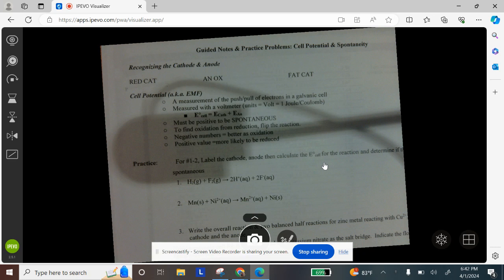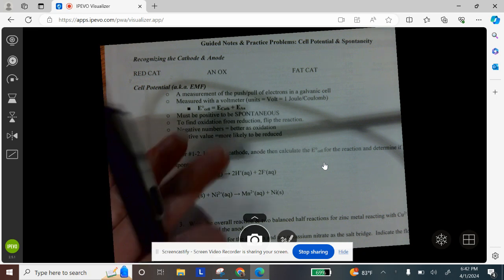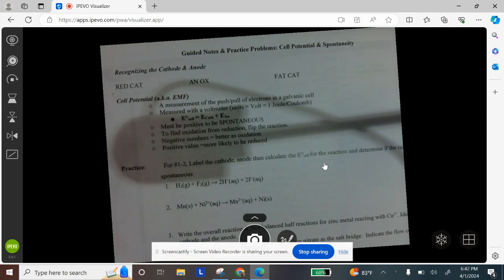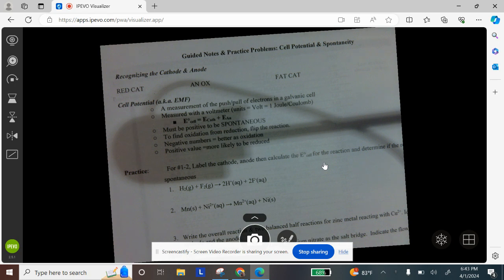Okay, so we're going to start to talk about cell potential and spontaneity today. And before we start that, I need to review with you oxidation reduction, just to make sure you remember that. So up here in the top, and by the way, I'm sorry about the shadows; they're making me crazy too, but I can't get rid of them.